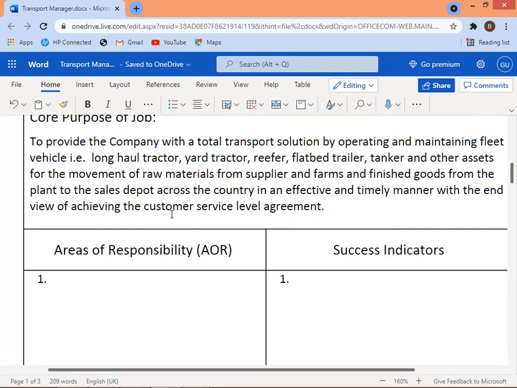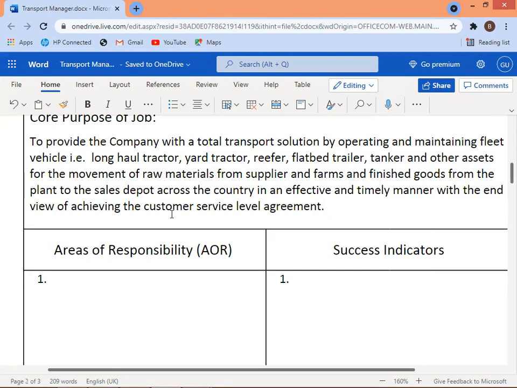So at the end of the day, the transport manager will see to it that the customer service level agreement is 100%, meaning all the finished goods are delivered to the depots, and the raw materials are being picked up from the supplier and farms to the warehouses of the company, 100% in full and on time. So customer service level agreement would be 100%. Okay, so I think the core purpose of the job is okay.